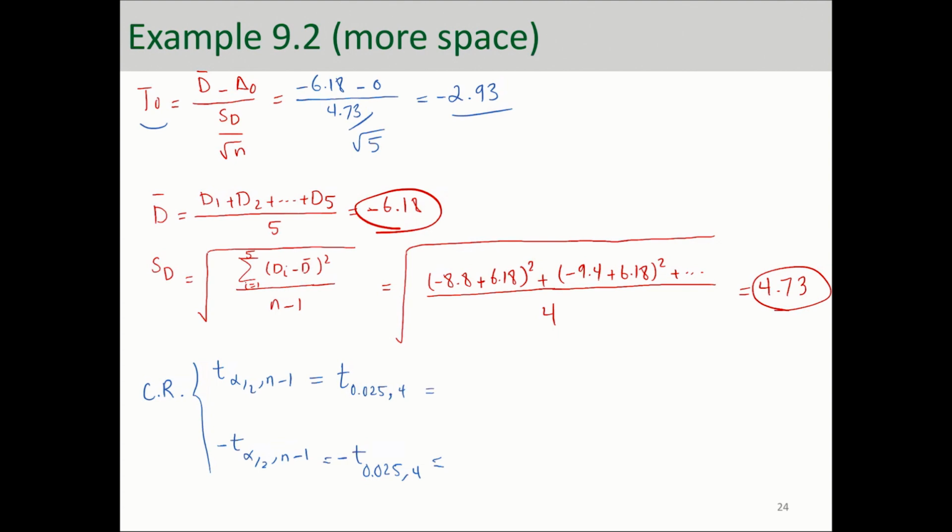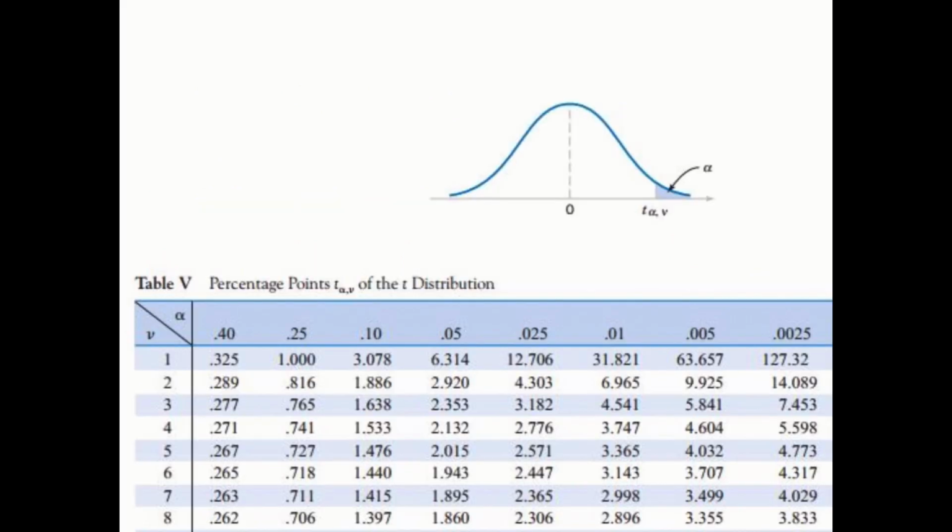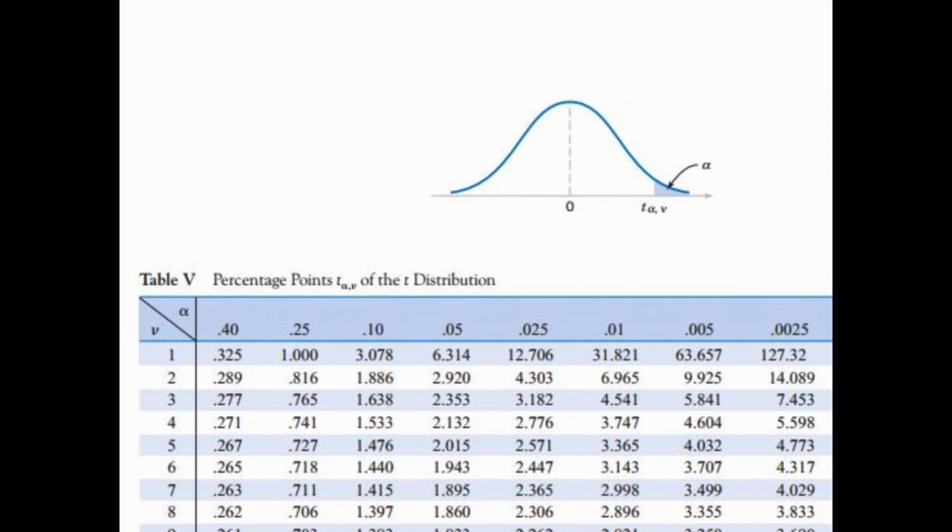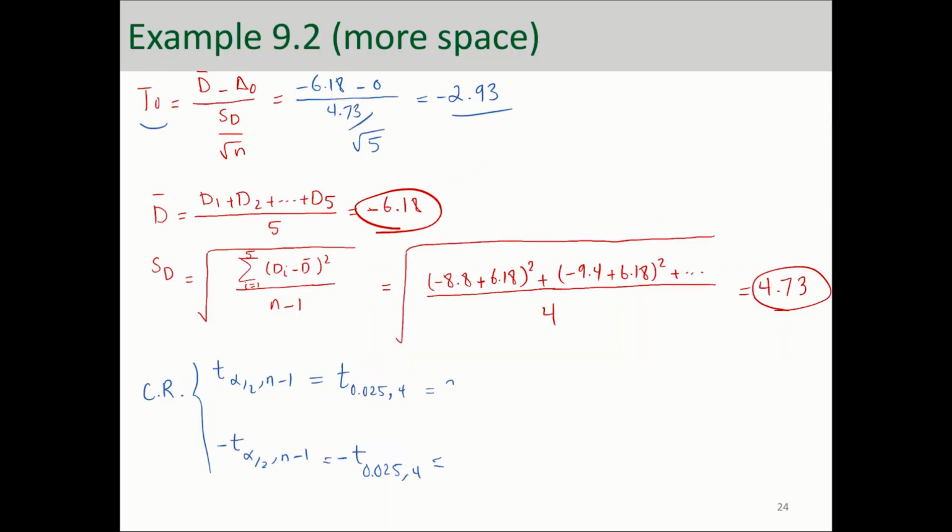I have to go to the t-table and look this number up. So here we're at the t-table, and we're looking at 0.025 and degree of freedom of 4. So this is our t value that we're looking for. Now that is 2.776, negative 2.776. Now here, by looking at the test statistic and the critical region, you'll see that we are in the critical region.